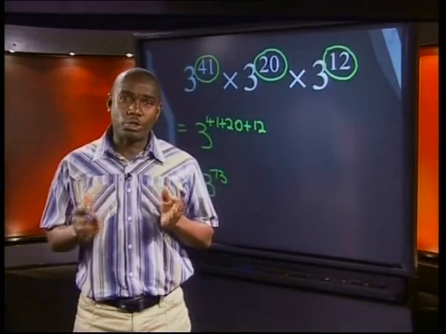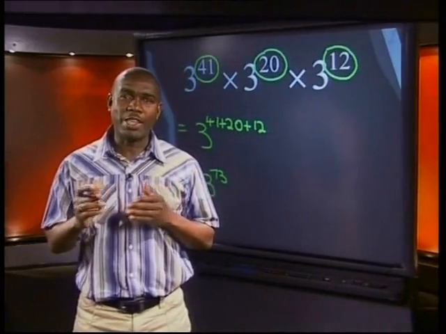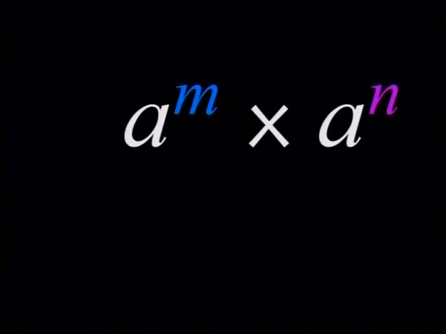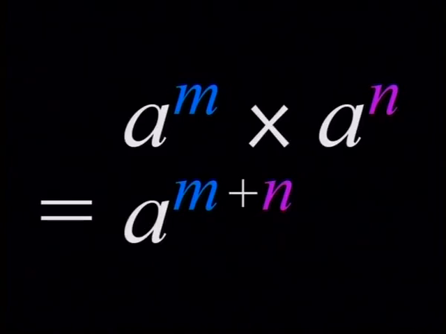Okay, can you use what you've seen in these examples to find the answer to a to the power m multiplied by a to the power of n? We have two numbers with the same base. We added the exponents before, so let's do the same. Did you get a to the power of m plus n? This is the general form of our first exponent rule that can apply to any numbers.